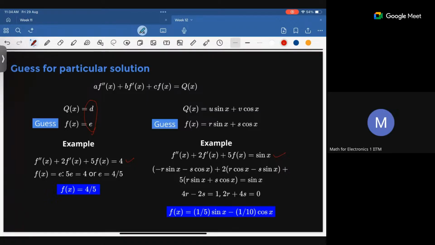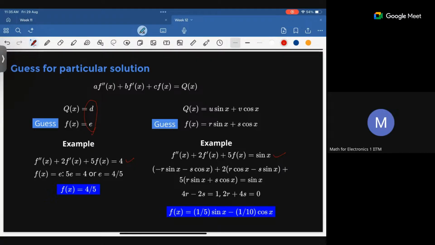So if it is constant, we guess that the solution is constant. If it is some linear combination of sine and cos, our guess is also a linear combination of sine and cos. Even if q of x is given to be sin x, our guess should be r sin x plus s cos x. Okay, so some linear combination of sine and cos.